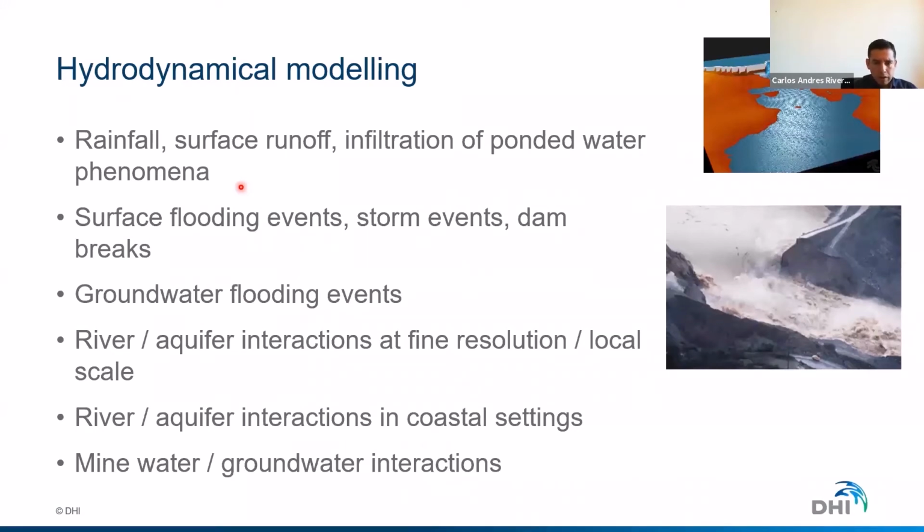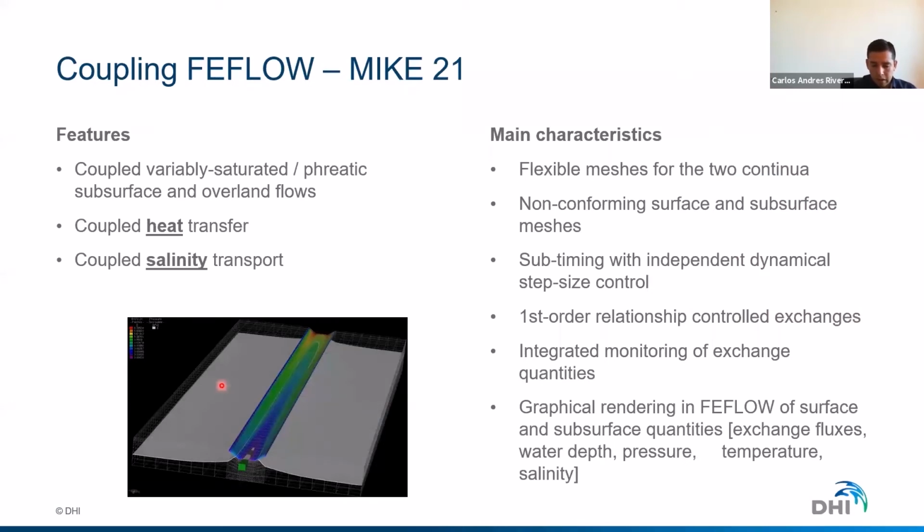Since about a year ago, we implemented a more realistic approach by doing a fully hydrodynamical coupling between surface water and groundwater. So we take full advantage of the software MIKE 21 for estimating processes of rainfall, surface runoff, infiltration of ponded water, etc., groundwater flooding events, river-aquifer interaction, mine water-groundwater interaction. So in principle, it works very simply.